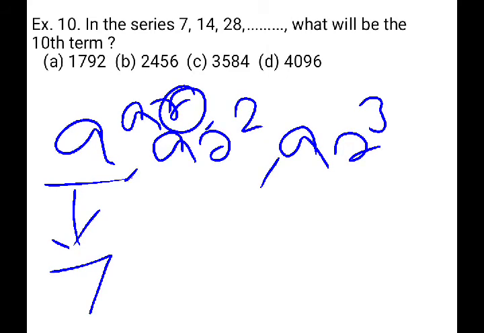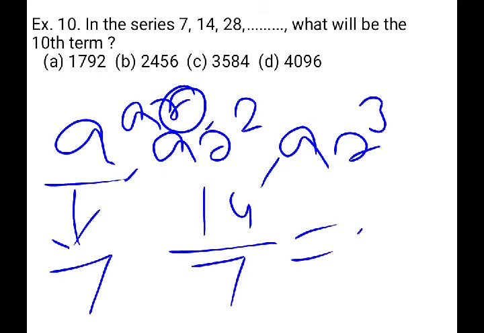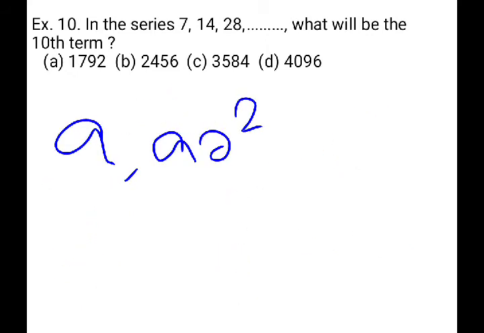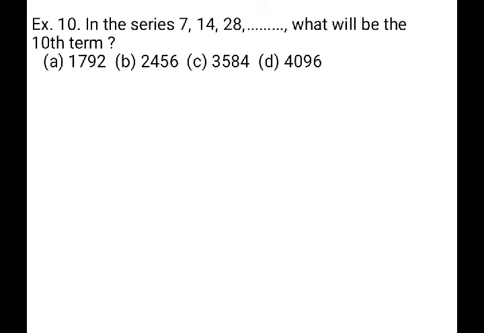Now R is the division of the second term by the first term. Here the division is 14 by 7. It's 2, which means R is 2. Now we should find the 10th term here.